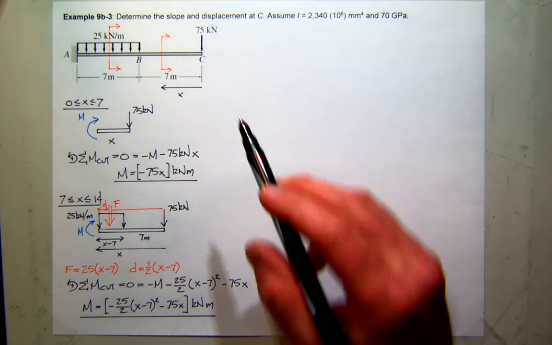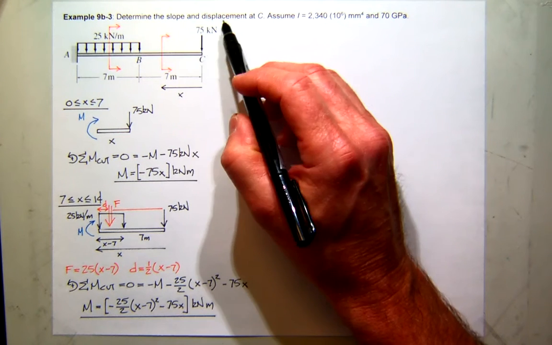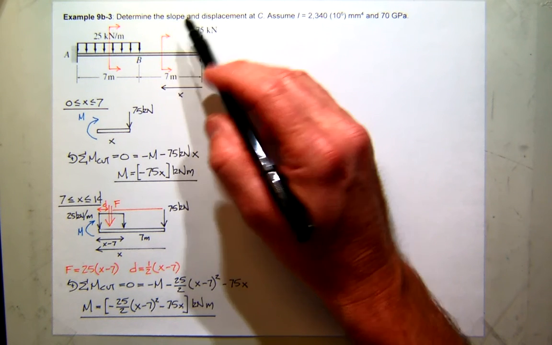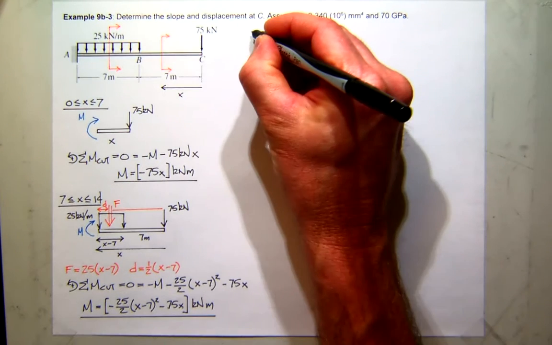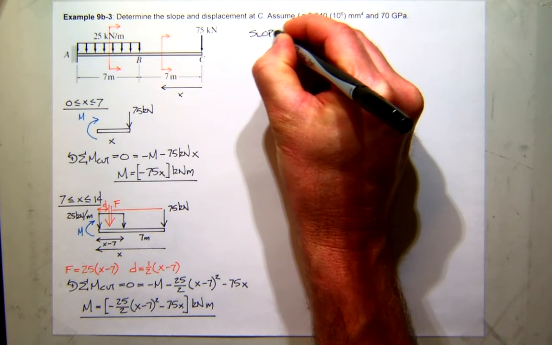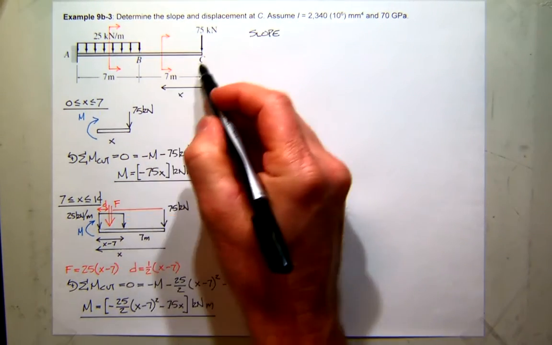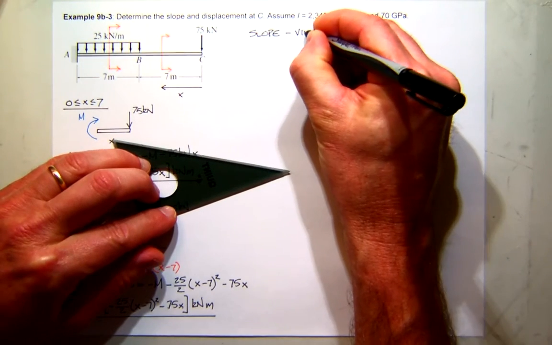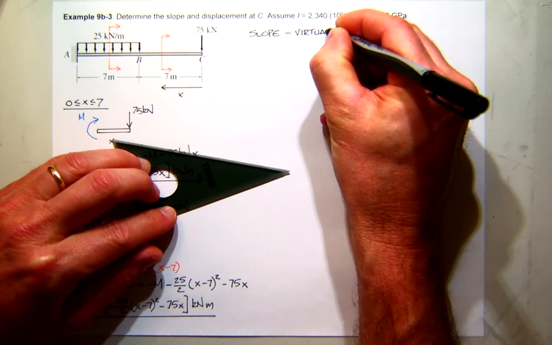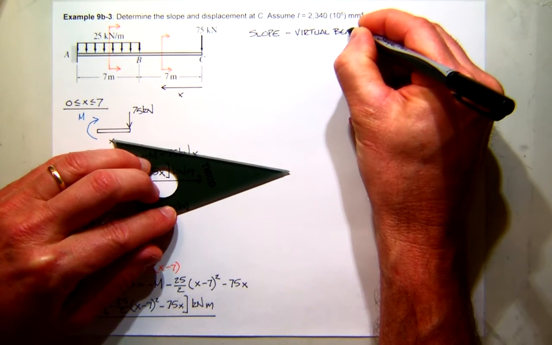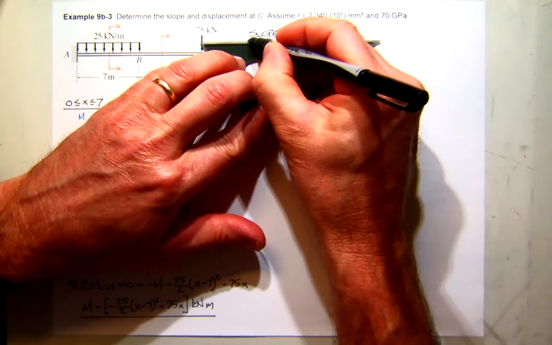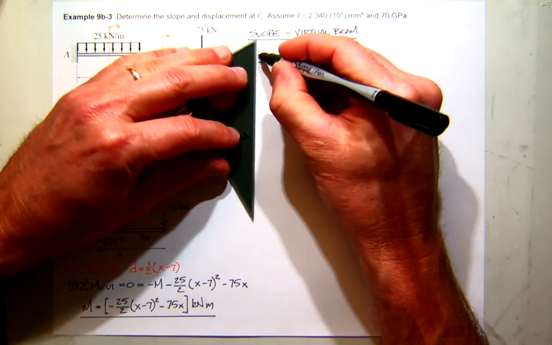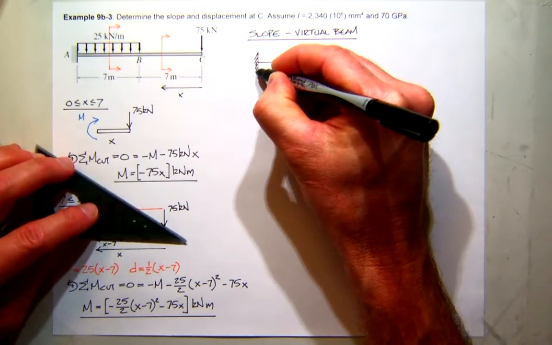I think what I'll do for this example, since we've done some displacement calculations before, is start with the slope. If I want the slope, what do I need to do? I need to take this geometry and apply a unit couple out here at the end. So my virtual beam for the slope is going to look like this. Still a cantilever, fixed on the left edge.